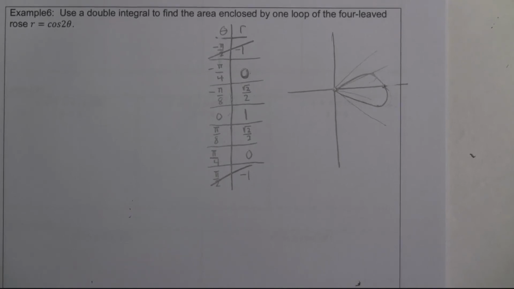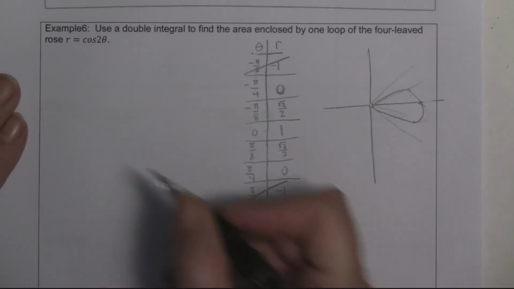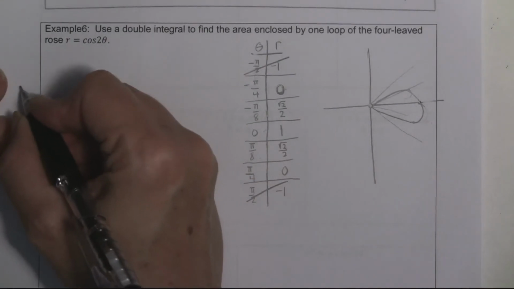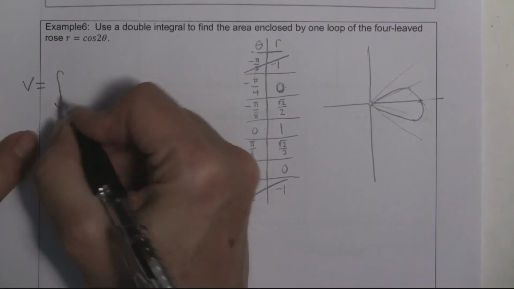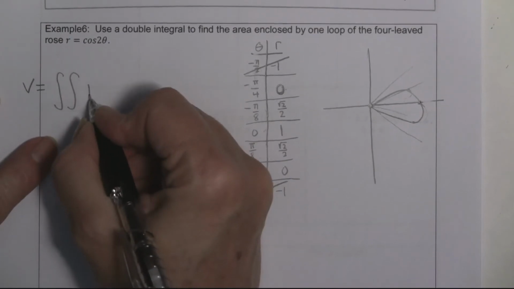So I wanted to go from 0 to 0 to get that complete leaf. Okay, so I'm going to set my volume, which is really going to be, I'm going to show you. So my volume, I'm going to integrate over 1.